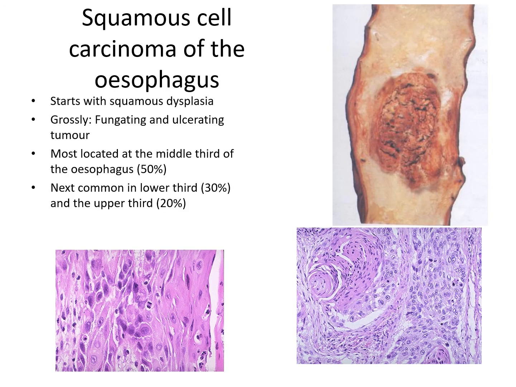The lesion usually starts with squamous dysplasia, progressing to squamous cell carcinoma. Grossly, we can see a fungating irregular tumor, and the most common location is in the middle third of the esophagus. Histologically, you can see the intercellular bridges and keratin pearls and individual cell keratinization.